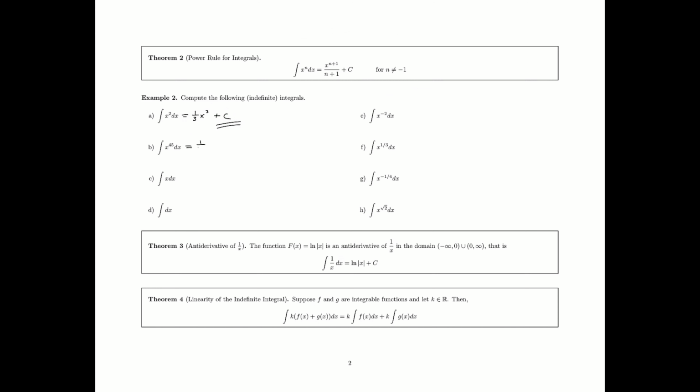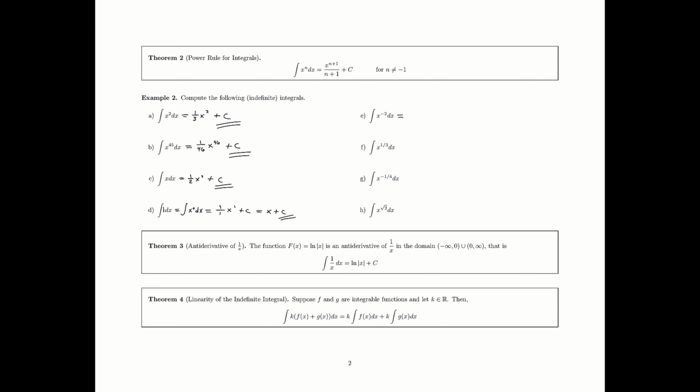So here we'd have 1/46 x to the 46th plus c. Here our exponent's technically a 1, so this would be 1/2 x squared plus c. Part D, there's nothing written here, but we can always assume that's a 1. So this is really like x to the 0th dx, because remember, anything to the 0th power is 1. So this is 1/1 x to the 1 plus c, or we can just write this as x plus c.